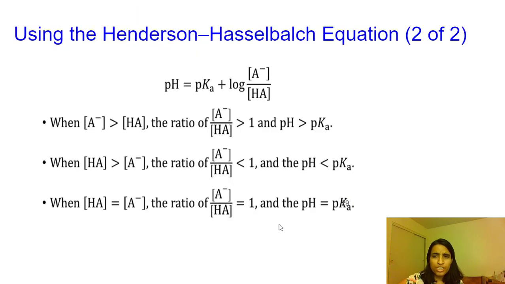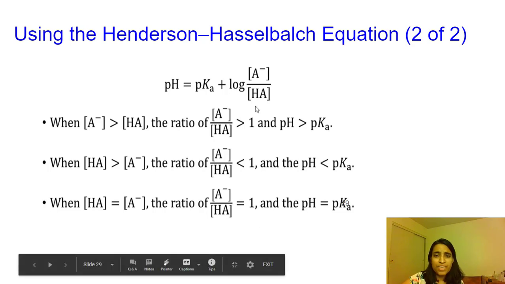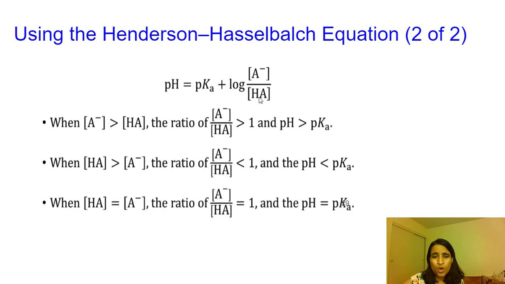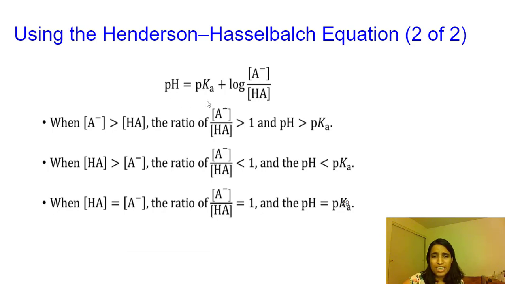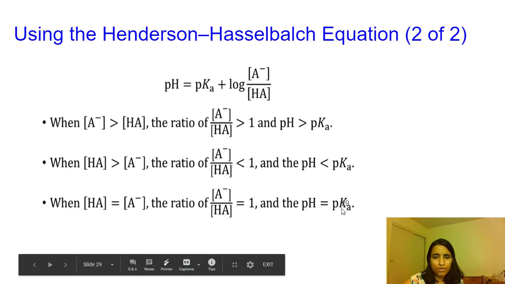So some things to keep in mind when you see base and acid concentrations. If the acid and base concentrations are the same, so if it's 0.5 and this is 0.5, you're going to get log of 1, which is 0. So that means that your pH is equal to pKa. So that's what's given over here.